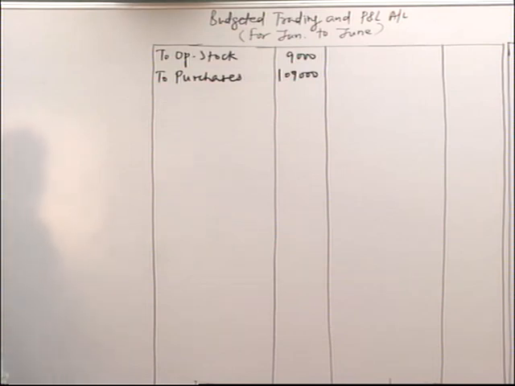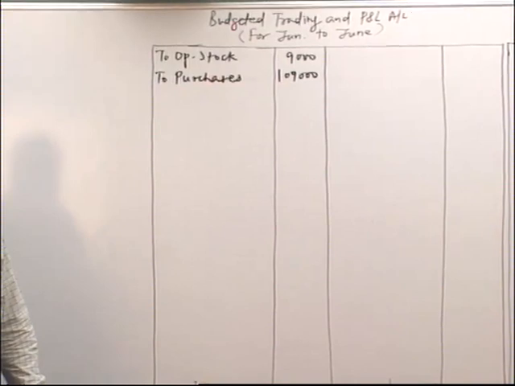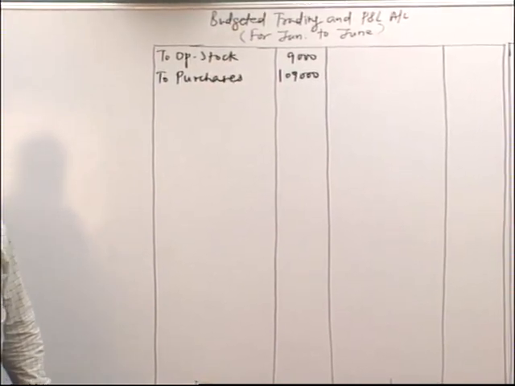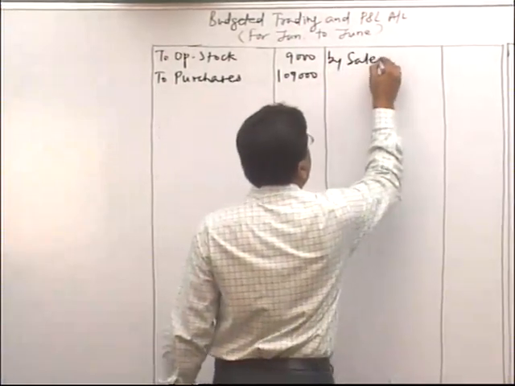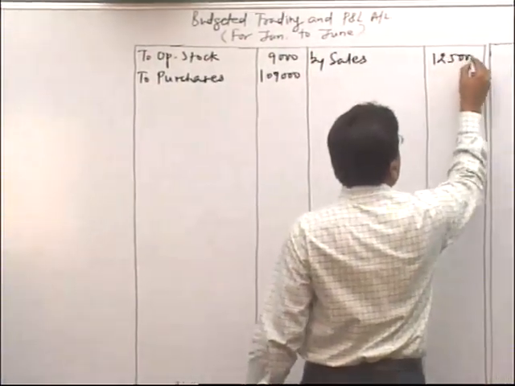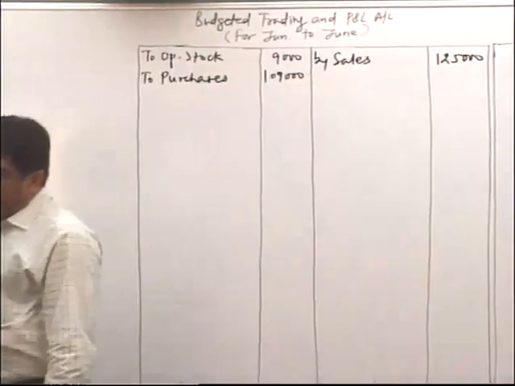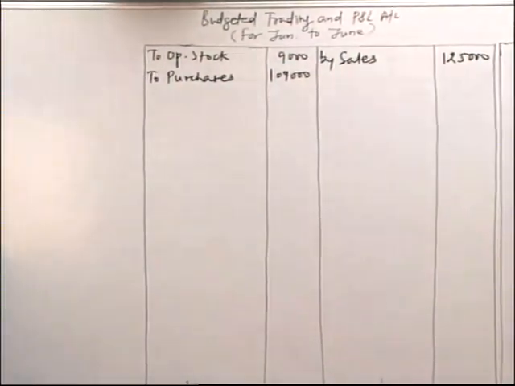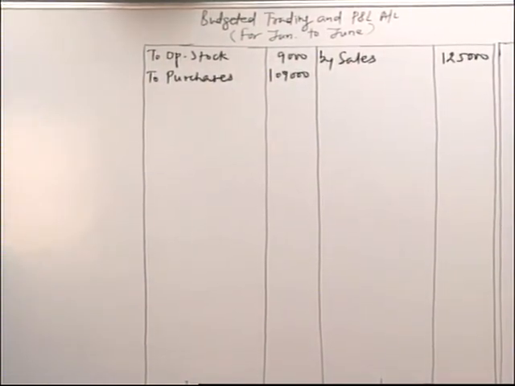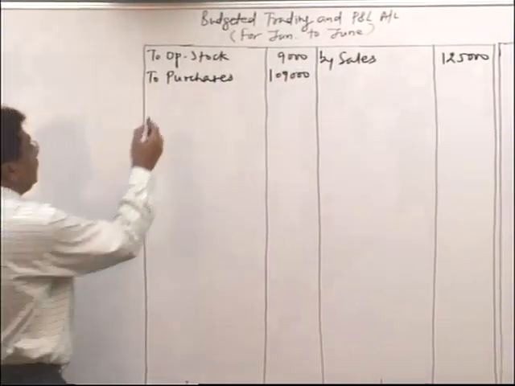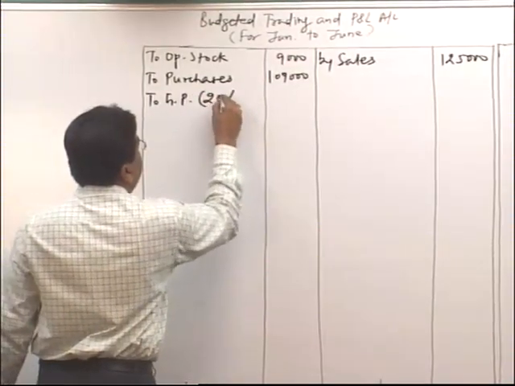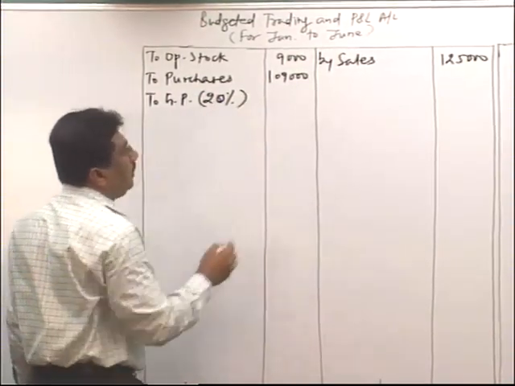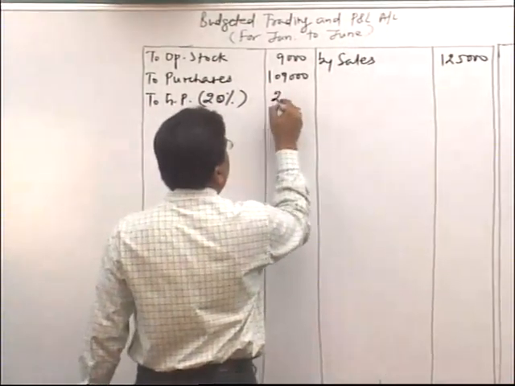Now please see, next is sales. See working note 3, make total of all the sales, it will be 1,25,000. Now make entry for gross profit. In the question it is said that gross profit is 20% on sales. So please count 20%. Gross profit 20% on sales. So 20% of 1,25,000 will be 25,000.